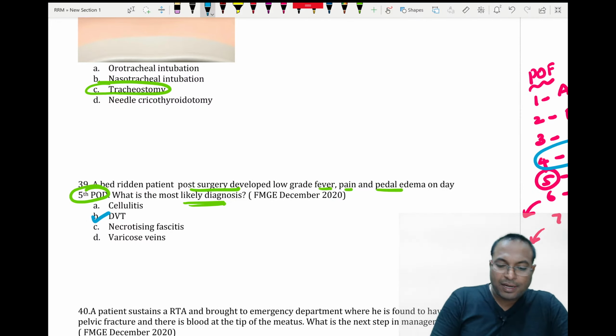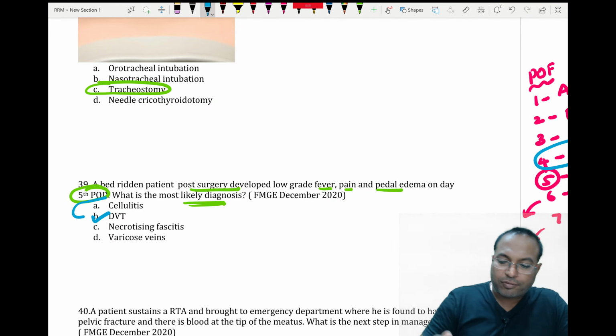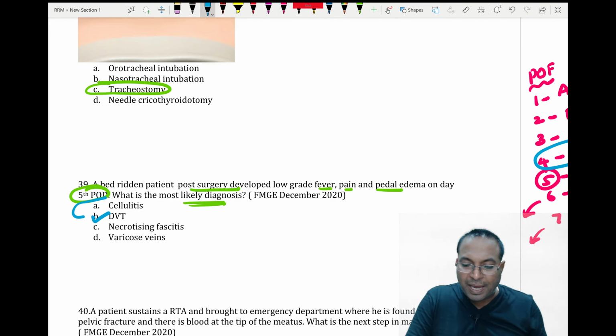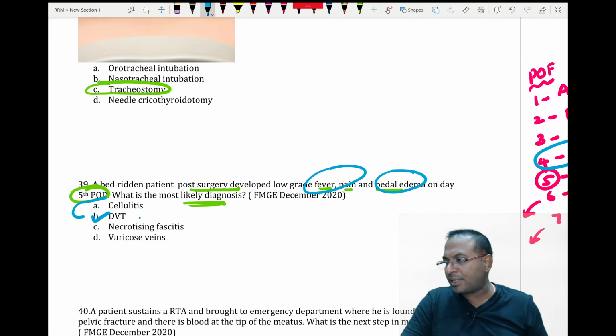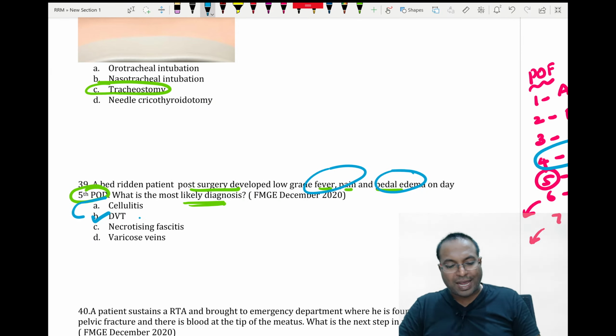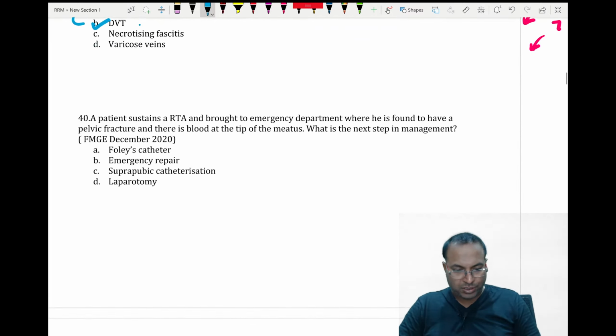So the best answer here: on the 5th post-op day, meaning after 4 days, the patient comes to you with pain and pedal edema. It is more characteristic of DVT. Okay, it is more characteristic of deep vein thrombosis.